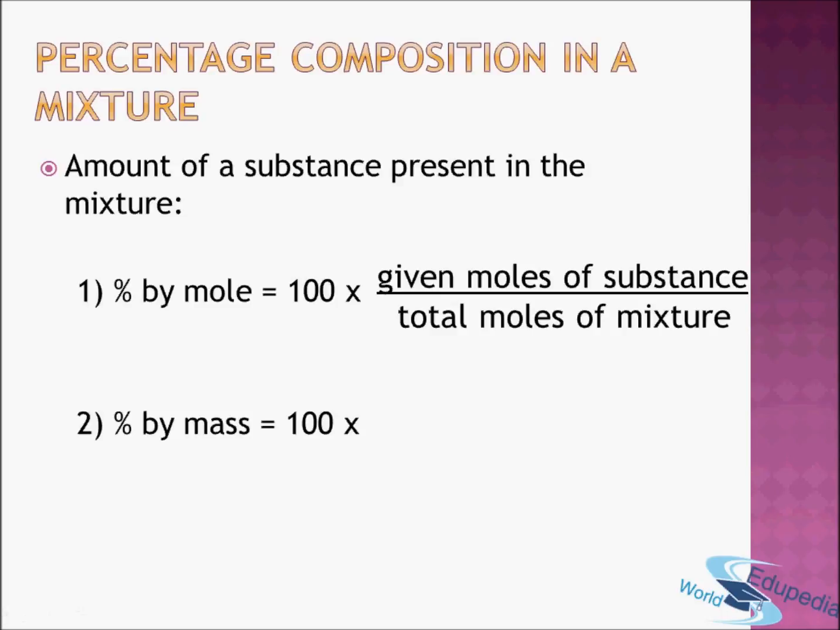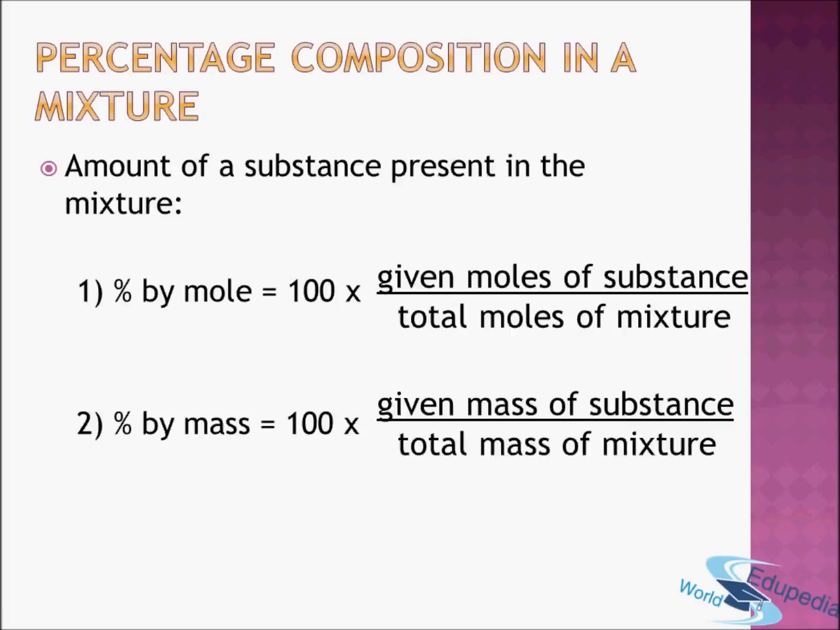Similarly, percentage by mass is 100 multiplied by given mass of substance divided by total mass of mixture. So the concept behind both is the same. Only difference is in one case we use moles and in the other case we have to use mass. So again, I have the mixture of ammonia and water. This time I need to know the total mass of the mixture, and I also need to know individual masses of water and ammonia in the mixture in order to calculate their mass composition. So let's see this again through an example.